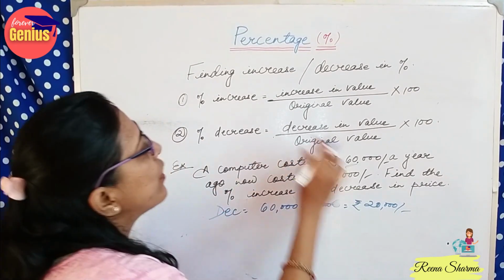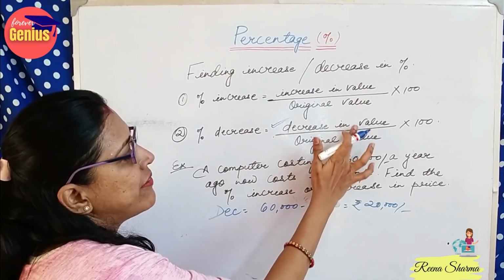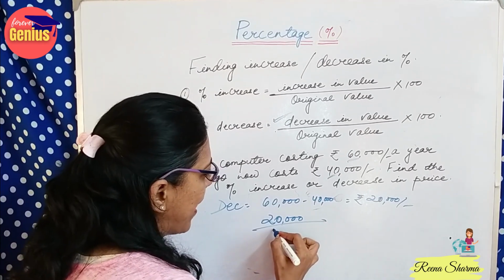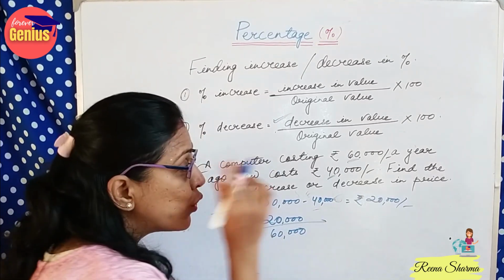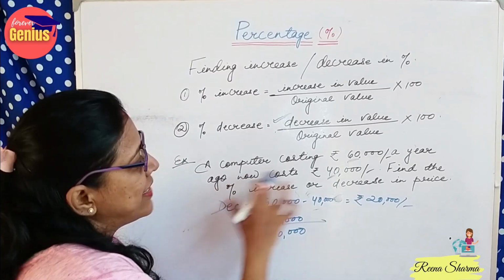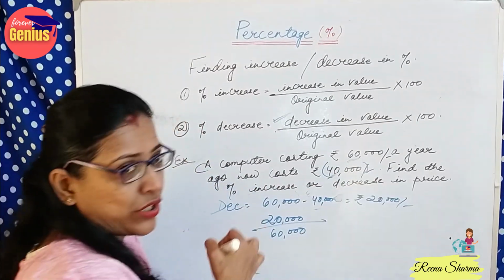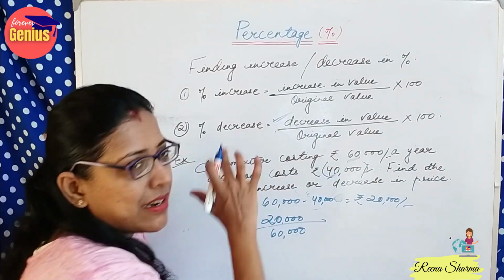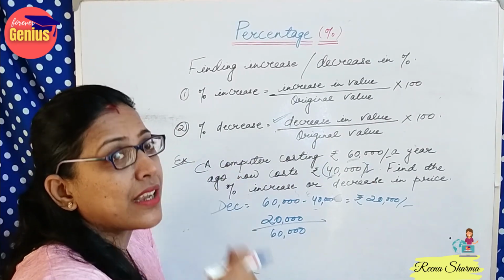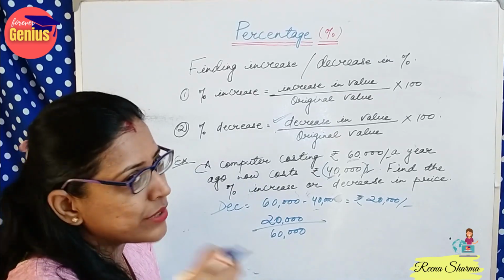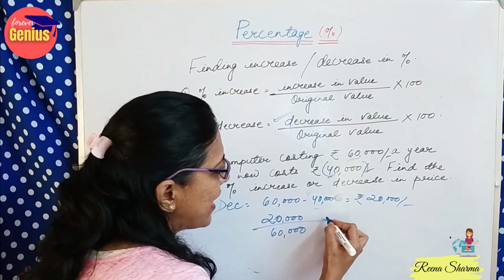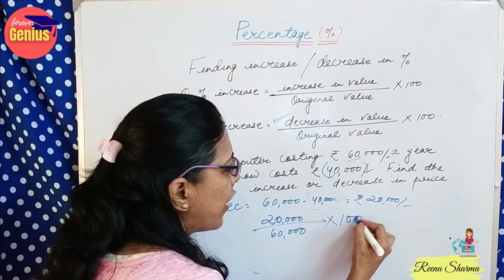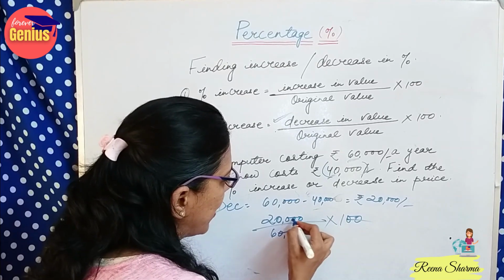So this 20,000, according to the formula, decrease in value by original value, means 20,000 divided by 60,000. Don't make the mistake of thinking that this year it is 40,000, so I will write 40. No. We will always write the original value. Then only we can find the correct percentage related to the commodity. So 20,000 divided by 60,000 into 100. We will just do the calculation.